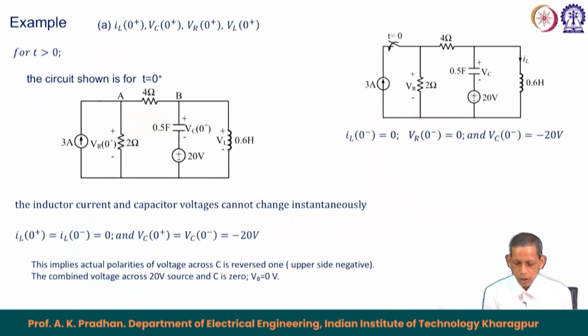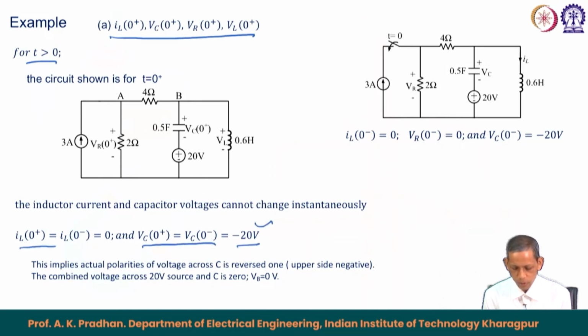Now, we will go to this expression. So, for t greater than 0, the V C 0 equals V C plus. Therefore, V C 0 equals V C plus, that becomes equal to minus 20 volt, it will maintain. I L 0 plus equals I L 0 minus, that equals 0. So, that is the corresponding expression for this.